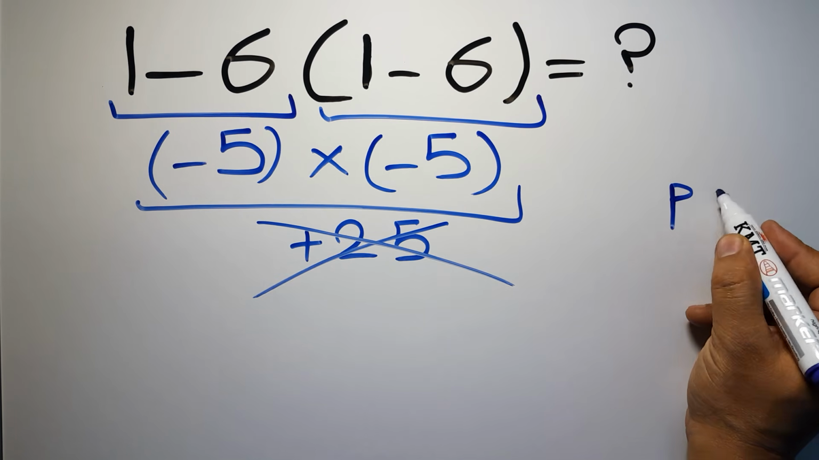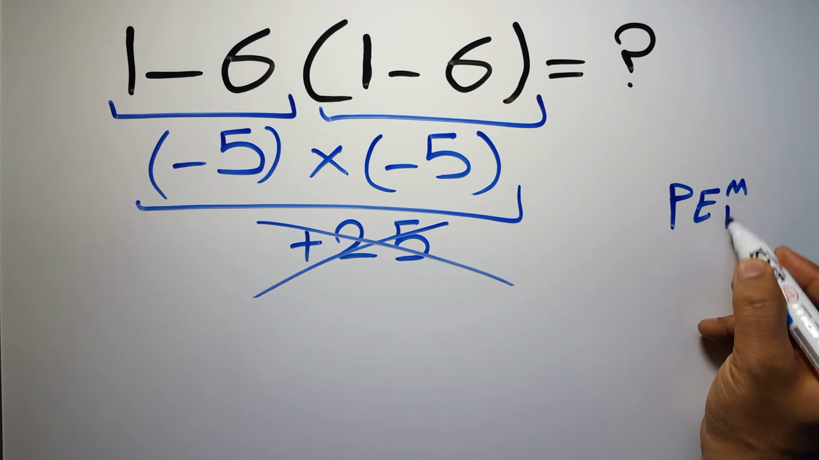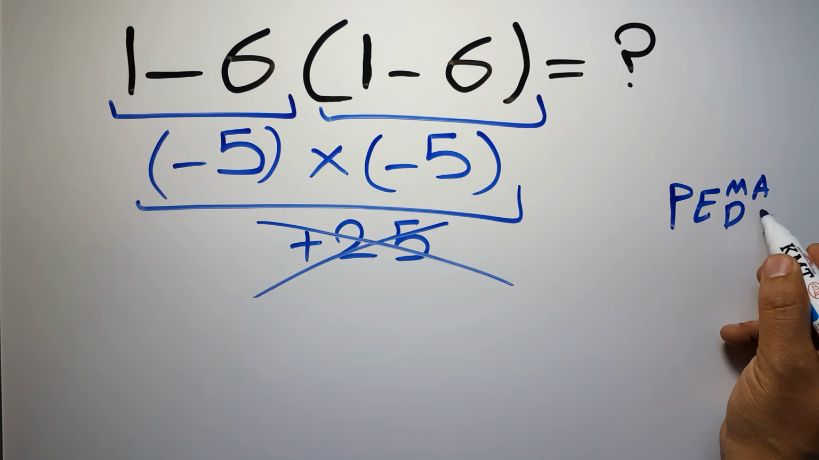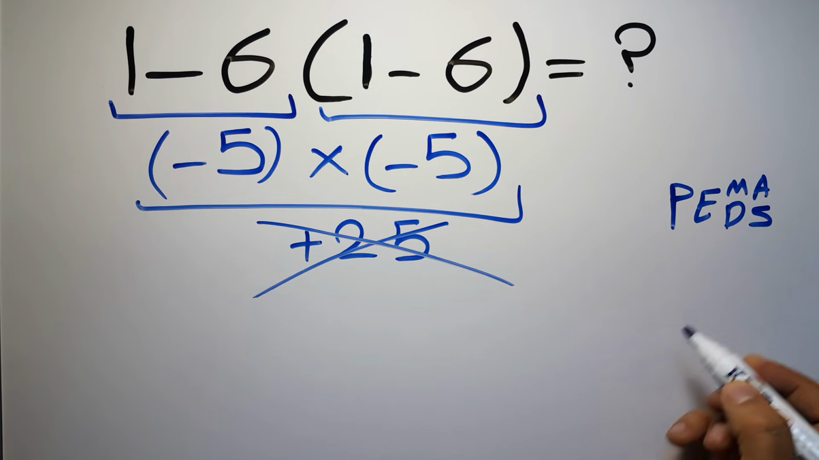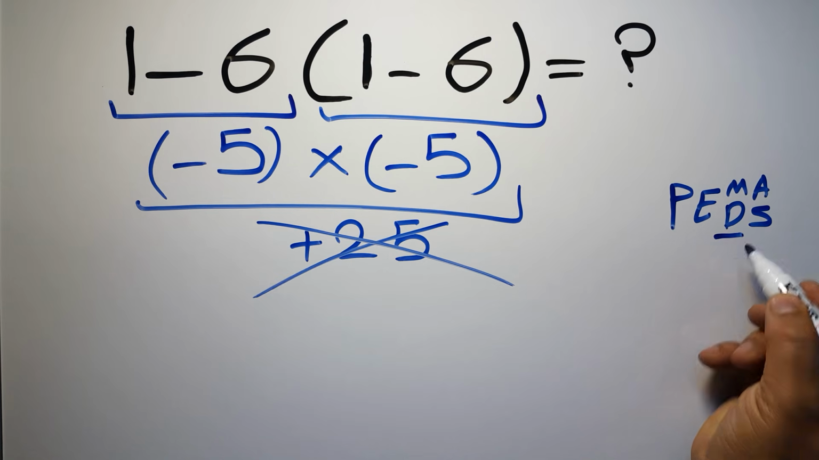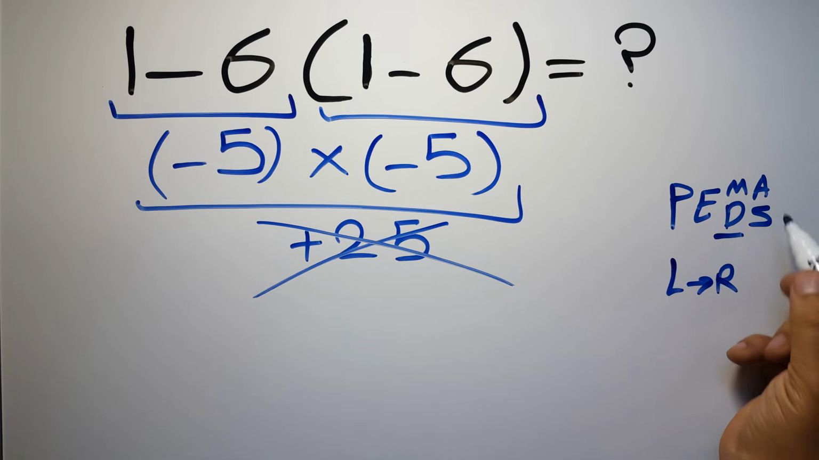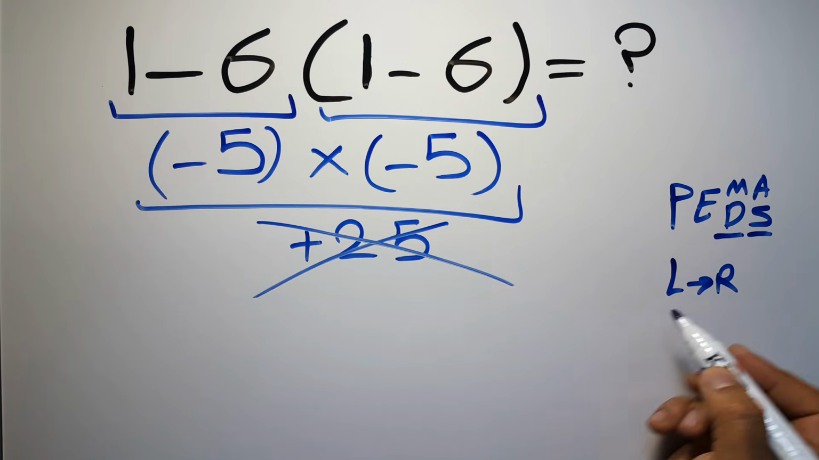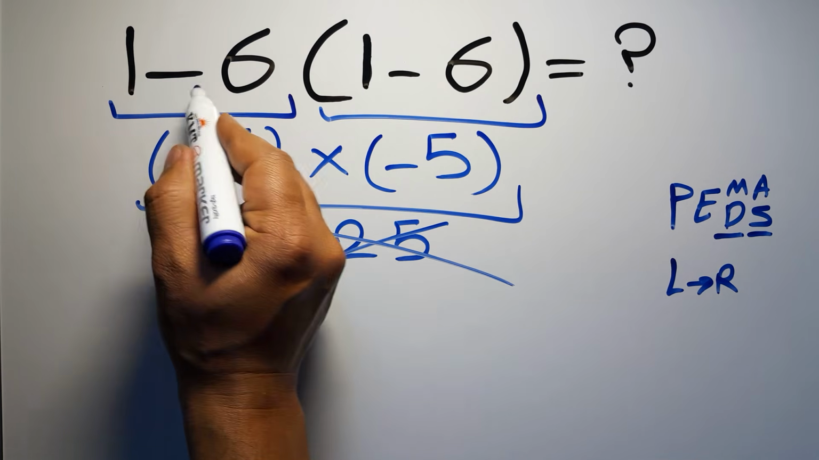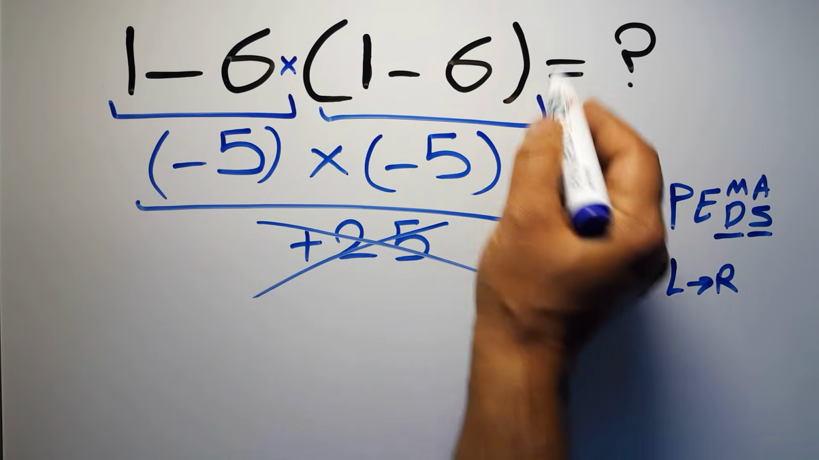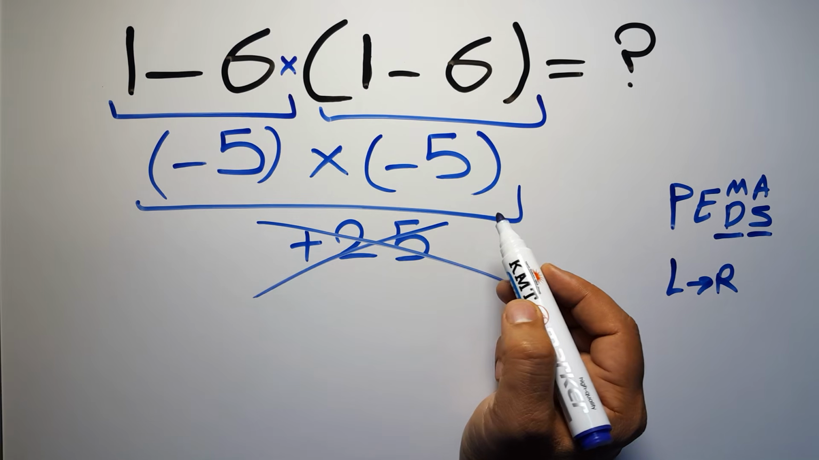to do parentheses, then exponents, then multiplication or division, and finally addition or subtraction. Remember that multiplication and division have equal priority and we have to work from left to right. And the same applies to addition and subtraction. In this expression, we have one subtraction, one multiplication, and one parenthesis. Inside this parenthesis, we have one subtraction.